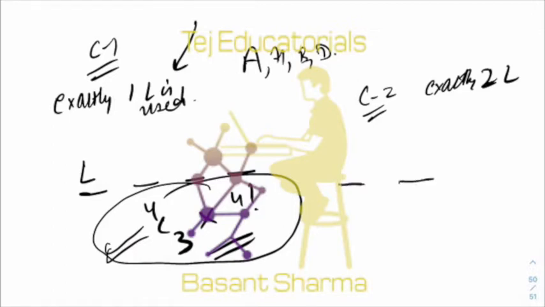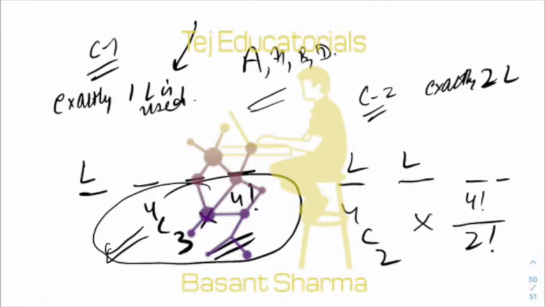So in this case you have L and L, two places are fixed. Out of the remaining four letters A, H, B, and D, select any two, and now you can arrange these four alphabets in 4 factorial upon 2 factorial ways, because two L's are alike.